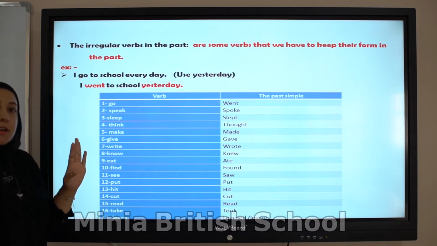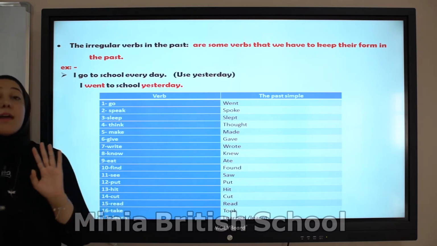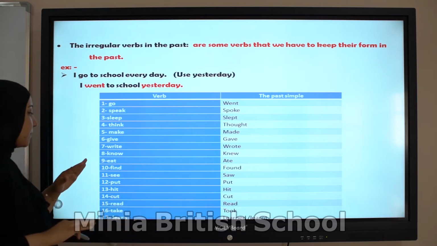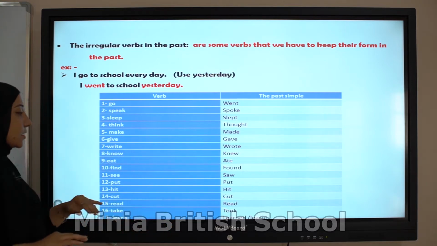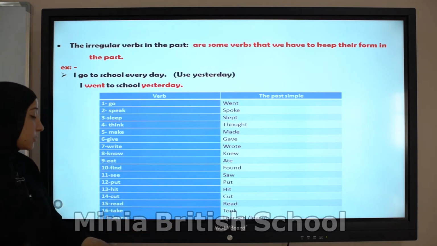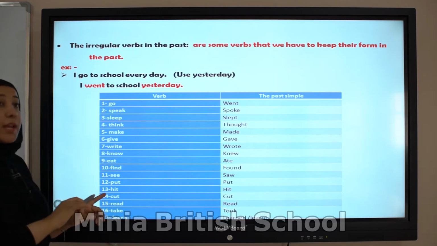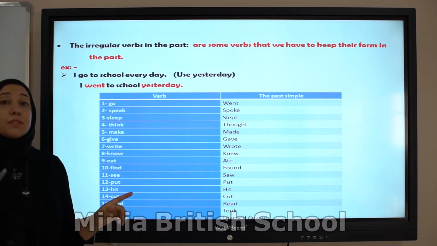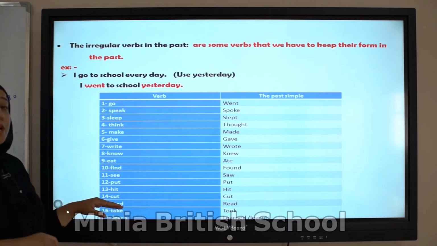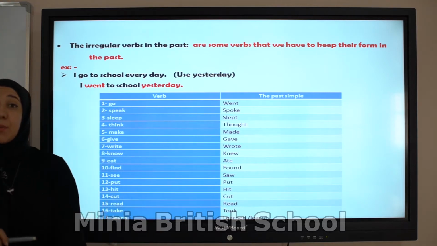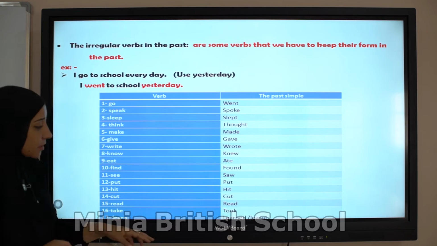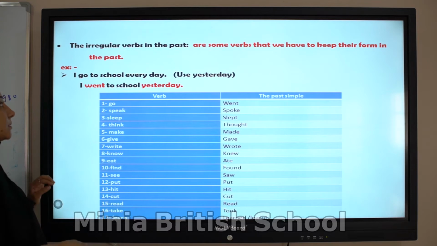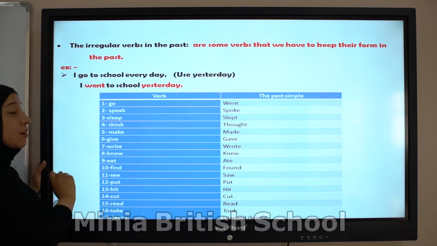Some verbs are irregular, but they have the same form in the present as in the past. What are they? Put, put, hit, hit, cut, cut, read, read. It has the same spelling, but different pronunciation. Look at here. Read in present, read in the past. Take, talk, and here it's learn, learned, or learnt. You have to keep them at home.